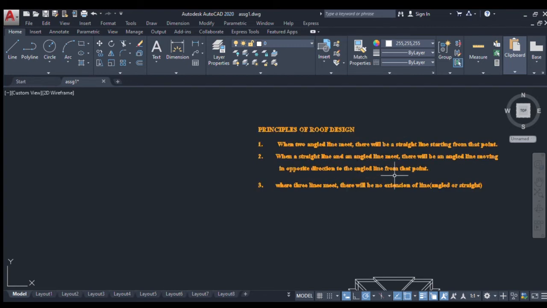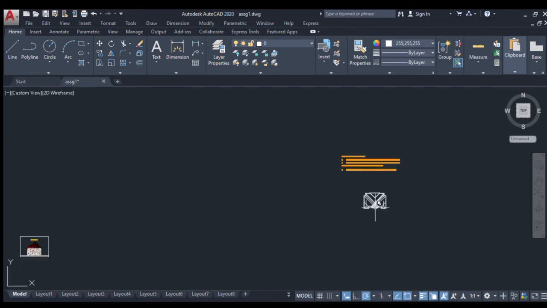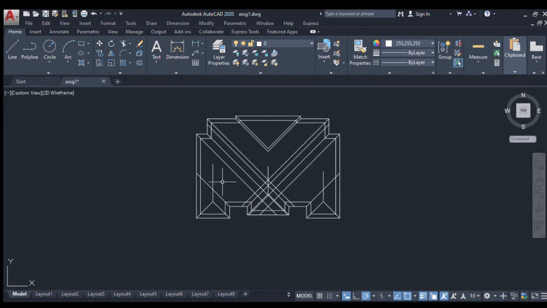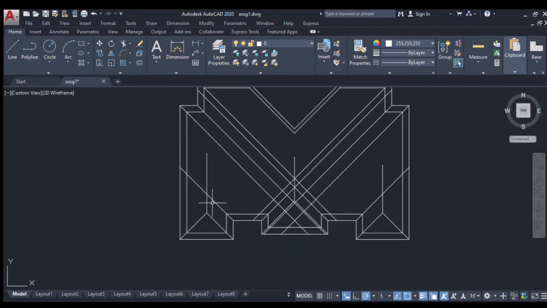It's just English. So when I show you that, you see that it's very, very simple. When an angled line and a straight line meet, there will be an extension of an angled line in the opposite direction to the angled line, like that.